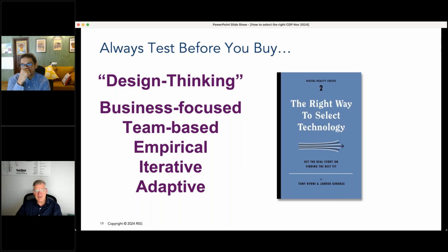But the basic concepts here is to make sure that the selection is business focused, team-based, empirical, which is another way of saying test-based, iterative, and adaptive. And we developed this methodology even before the rise of CDPs, and what's really useful about it is that it works great for CDPs because it's such a confusing and potentially complex and heavyweight technology that you can easily get lost in the weeds. And this gives you a kind of a cookbook for sorting through not just what matters, but what's the best fit in reality, as opposed to what your vendors and consultants are telling you is the best fit.